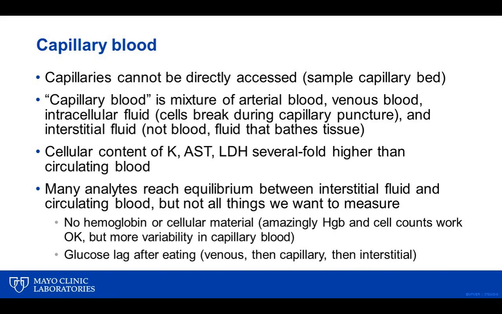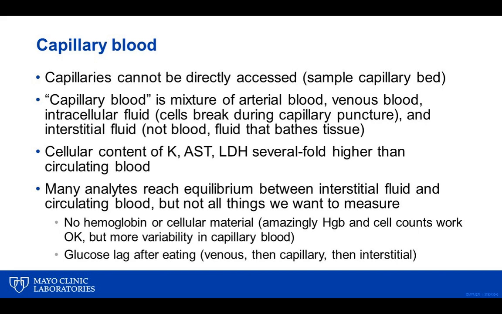And then we get to capillary blood, the subject of most of this session today. Capillaries, as I mentioned, are too small. Unlike a vein or an artery, we're not directly accessing a capillary to get a pure specimen flowing out of the capillary. Capillary blood is we're puncturing tissue that has a rich capillary bed in it. And what we get out is this mixture of arterial blood and venous blood, but also some intracellular fluids.